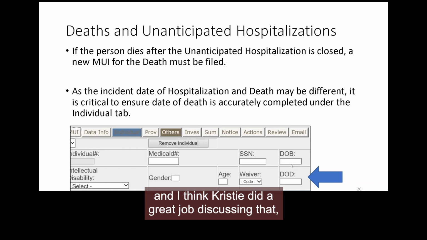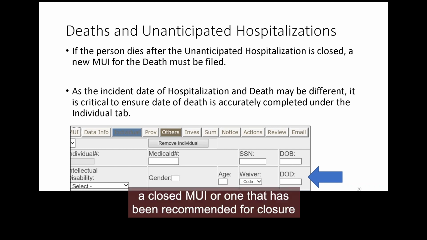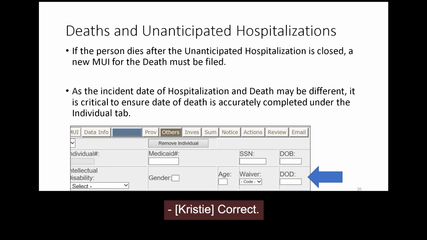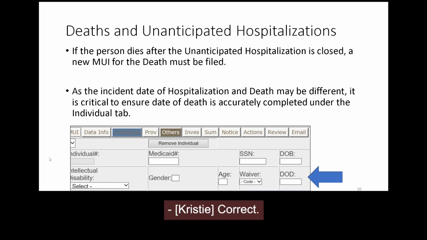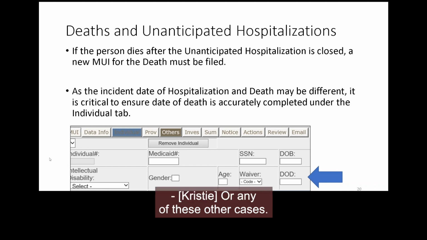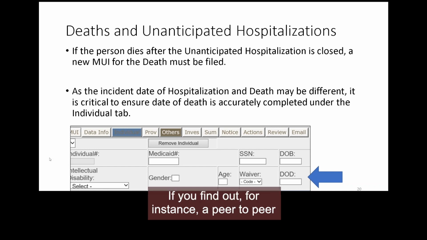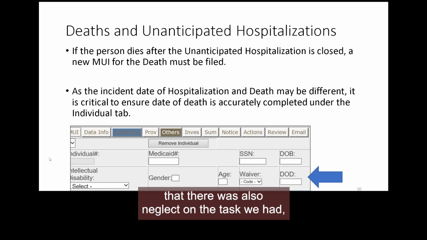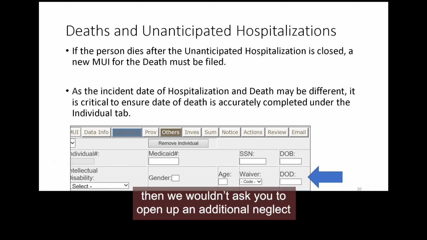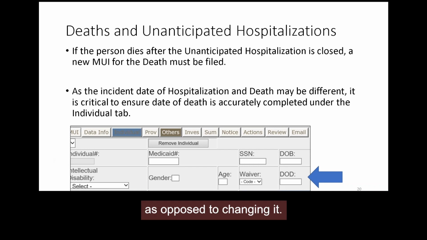So just to make that clear, if it's not already, and I think Christy did a great job discussing that, if an MUI is closed, we are not going to open up a closed MUI or one that has been recommended for closure to add additional categories. Correct. And that's for a death case and any other case that we have, correct? Okay, excellent. Or any of these other cases, if you find out, for instance, a peer-to-peer, and you find out after you've recommended for closure that there was also neglect on the staff's behalf, then we would ask you to open up an additional neglect as opposed to changing it.